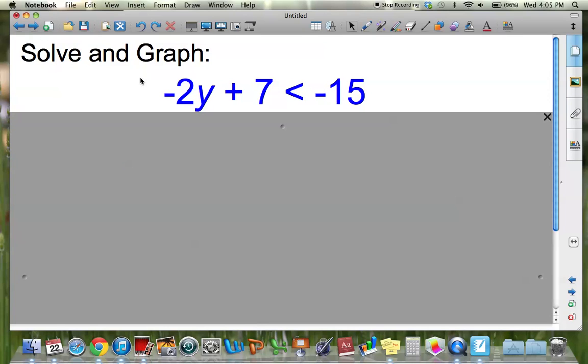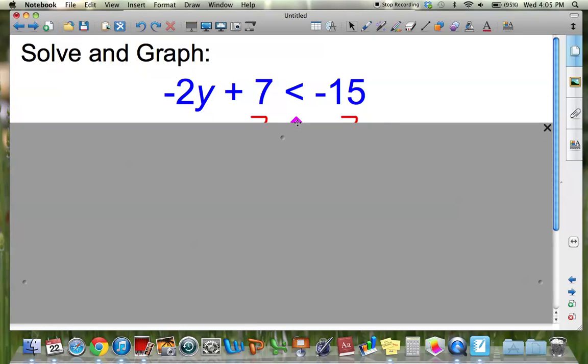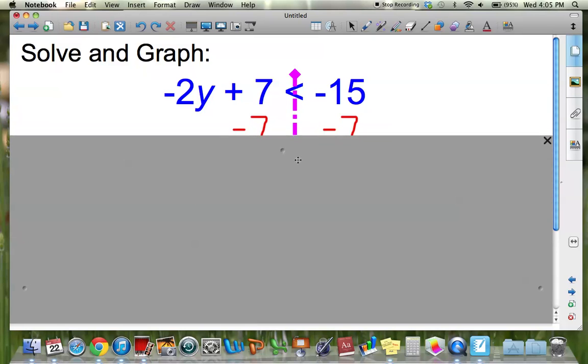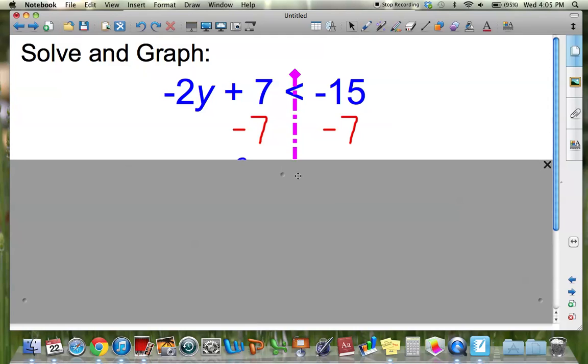The first thing I would do is, since this is an inequality, it's just like an equation. So I would put my little line down the center. Since it's just like an equation, like any good math party, 7 would leave first. So I would subtract 7 from both sides.